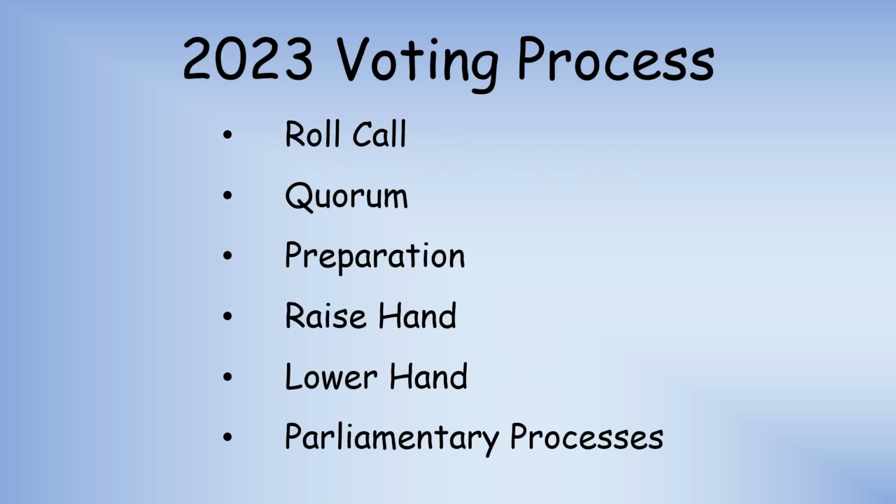Voting processes for the 2023 World Service Conference. The primary topics in this presentation are how and when to do a roll call, what is a quorum, some of the preparation you need to do, how and when to raise your hand, how and when to lower your hand, and various parliamentary procedures. Note that there is some overlap between this presentation and topics covered in the presentations on Robert's Rules and on the Standing Rules of Order. These three presentations fit together.